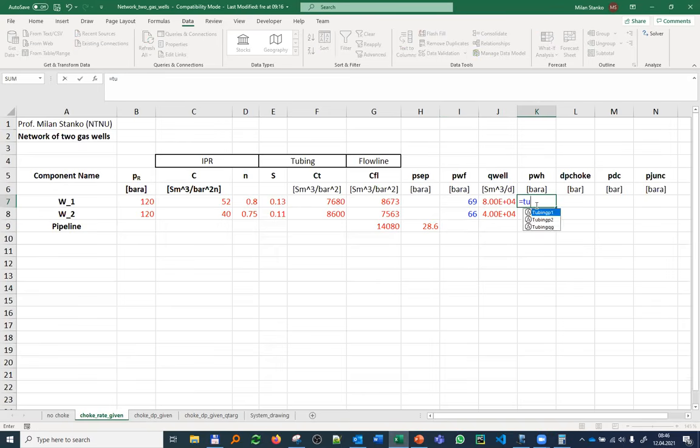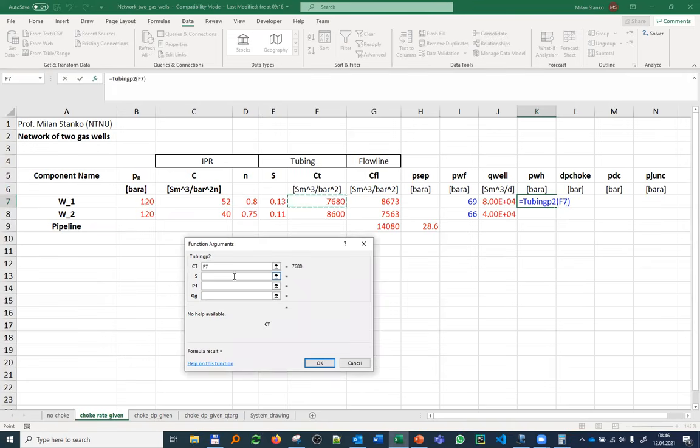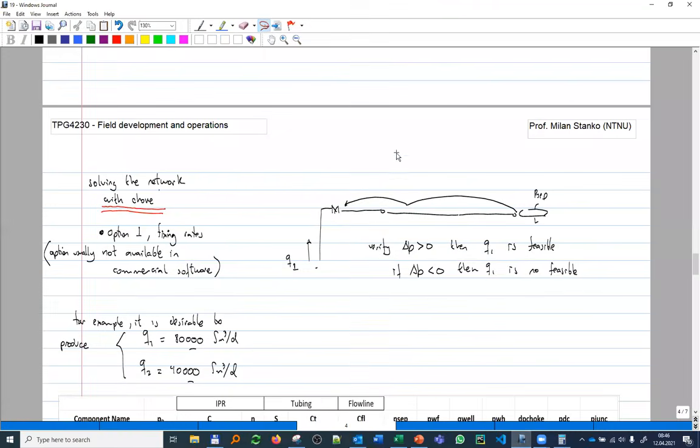So for that, I'm going to use tubing P2. I want the, and this is the tubing coefficient, the S. P1 is the flowing bottom hole pressure, and the Q is here. You see I have like a 5 bar, and here is like a 3 bar pressure drop in the tubing. And now I stop there because that's where I have my control element. I stop exactly there.